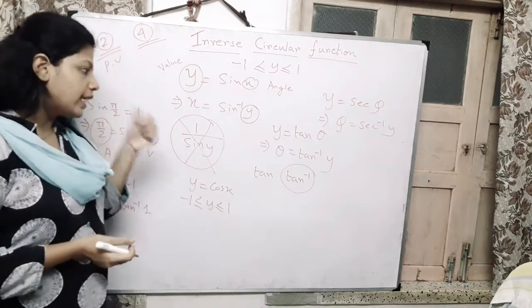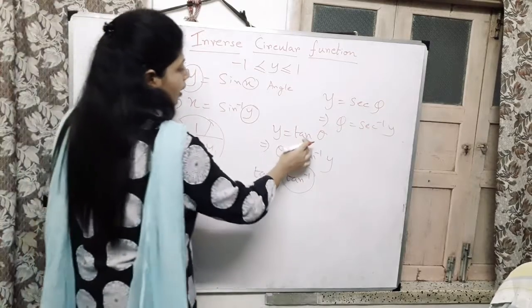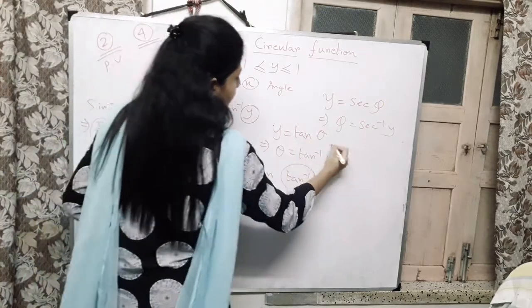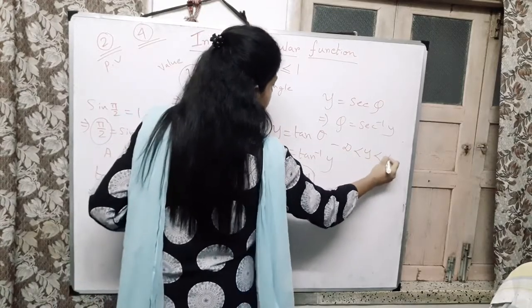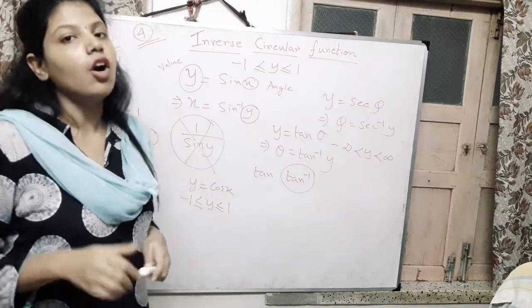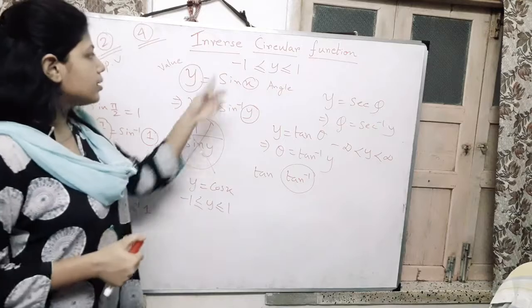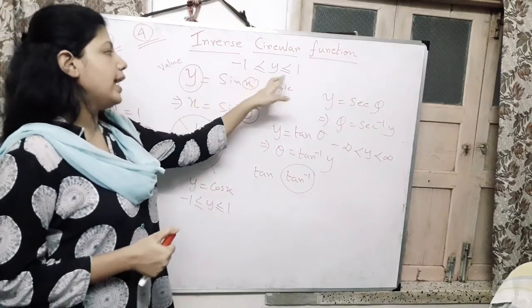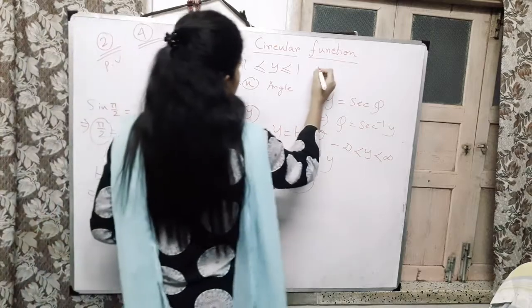And in case of tan, if I take y equals tan x, suppose, then it will be -infinity less than y less than infinity, because actually there is no minimum or maximum value of tan. Now if I take -1 less than or equal to y less than or equal to 1 for sin x, then what about cosec x?